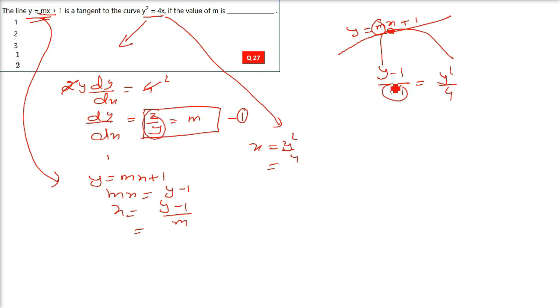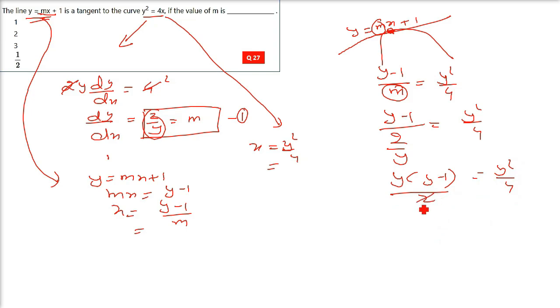You have to replace it. m is nothing but 2 by y. So (y minus 1) divided by (2 by y) is equal to y square by 4. This goes up: (y minus 1) divided by 2 is y square by 4. Alright, now you can solve this equation, and I told you, you will not cancel the y or x.